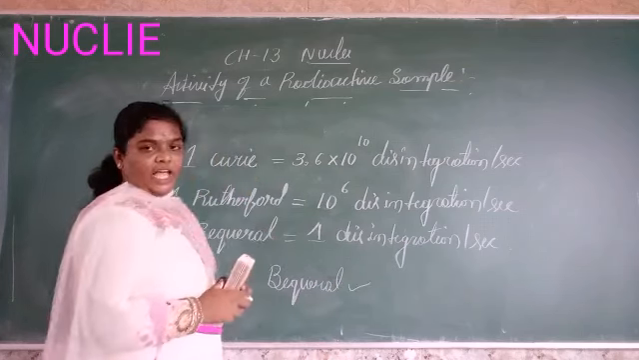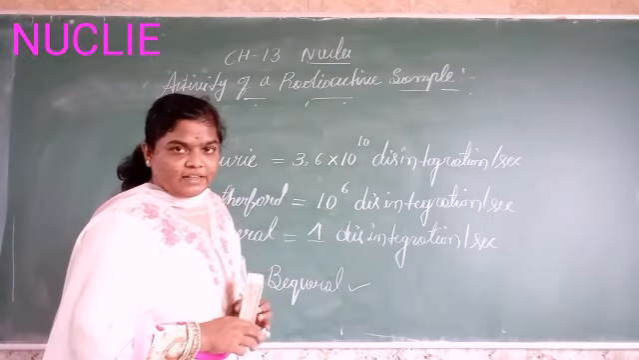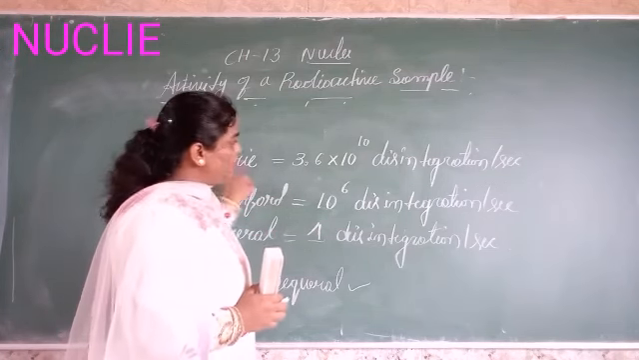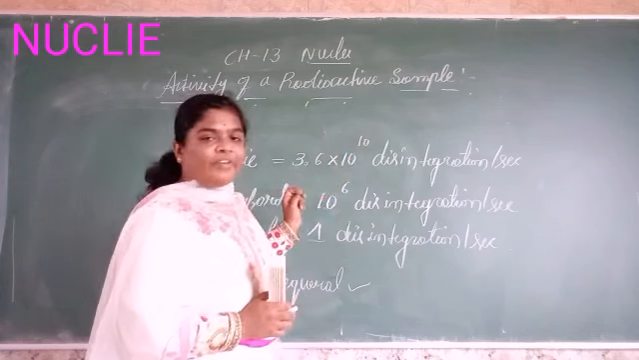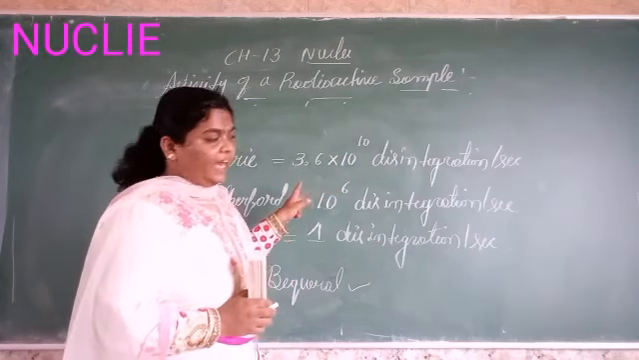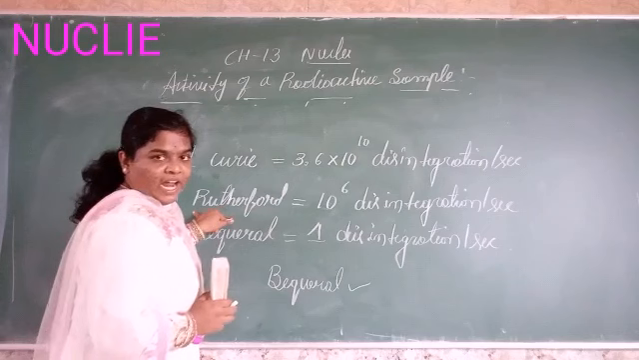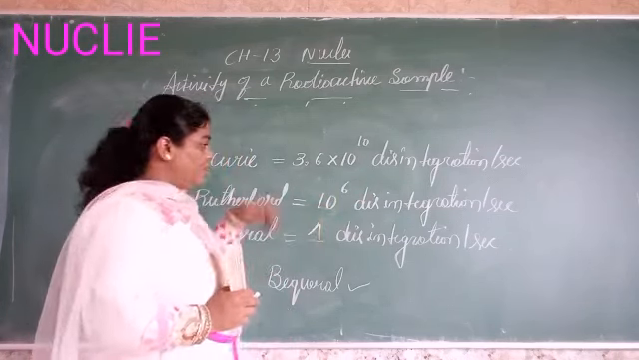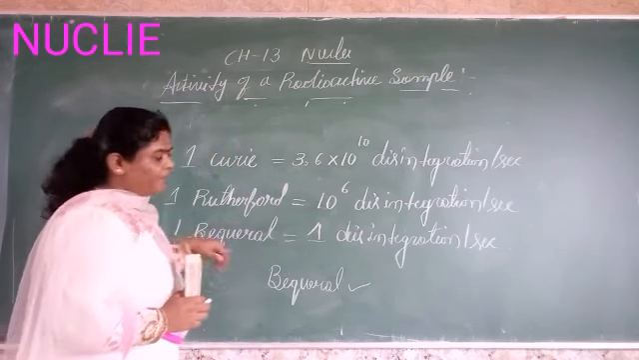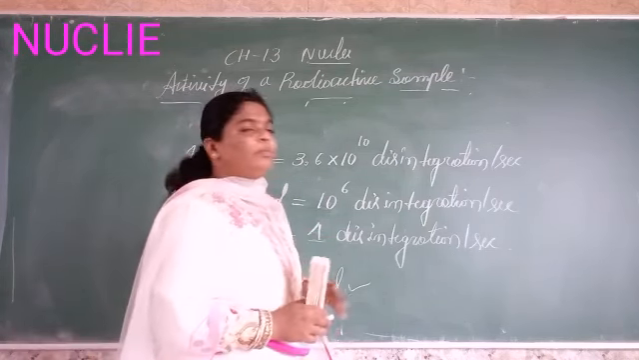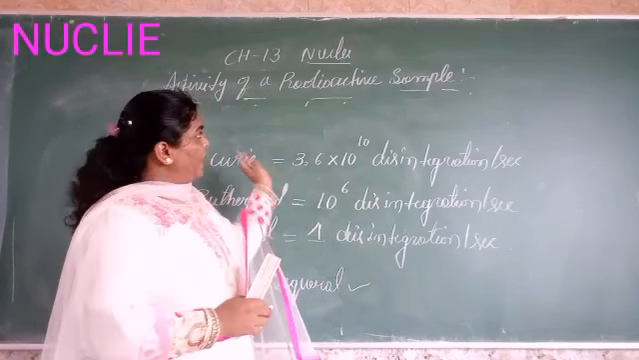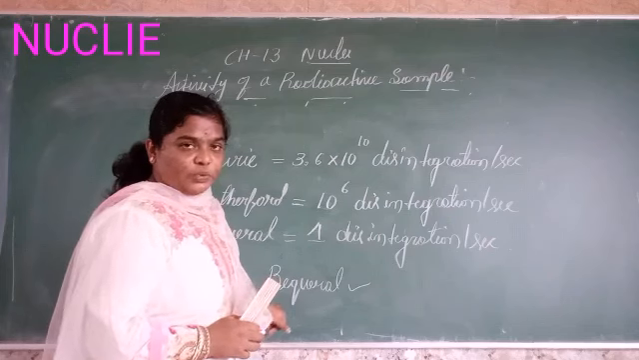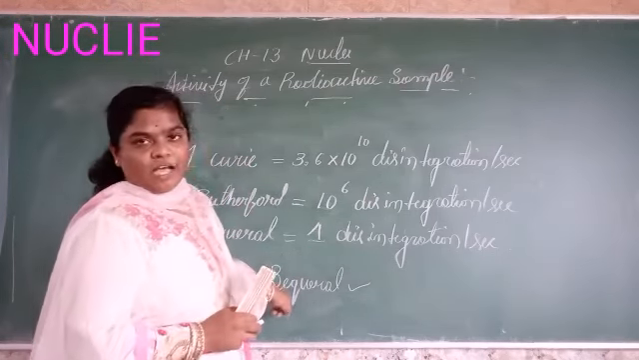So the activity of the radioactive sample has three different units. One is the Curie, with 1 Curie equal to 3.6 into 10 to the power of 10 disintegrations per second. Another is the Rutherford, with value 10 to the power of 6 disintegrations per second. The third is 1 becquerel, equal to 1 disintegration per second. Hence, the SI unit of the activity is the becquerel.